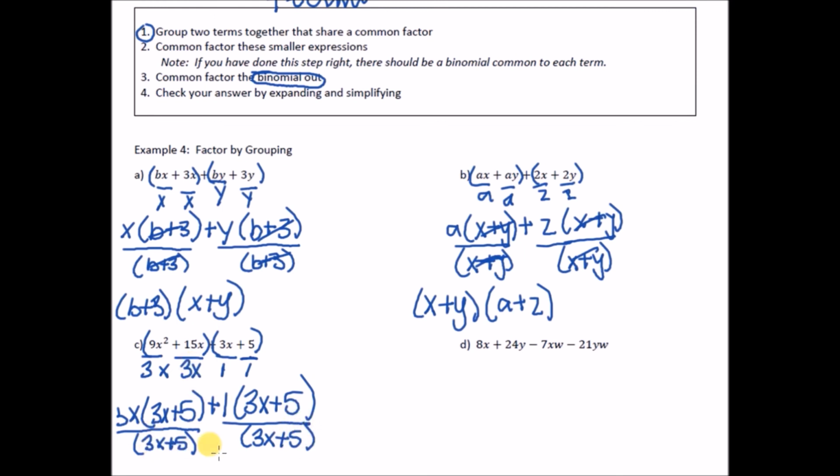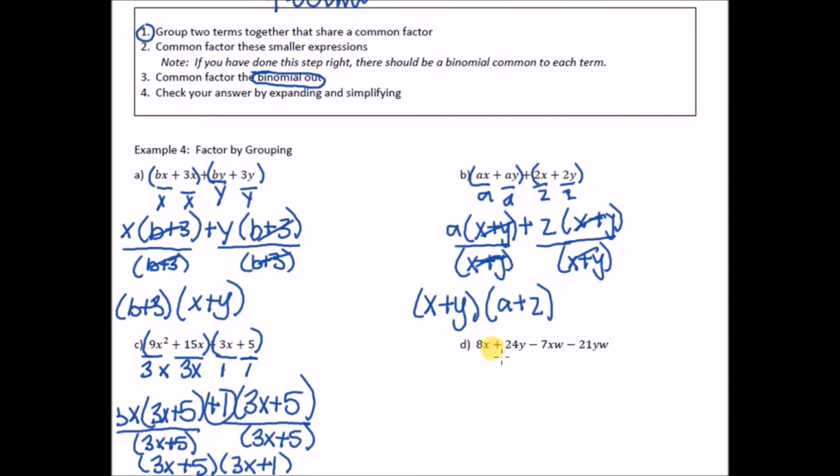So our factor is going to be 3x plus 5, and then bracket 3x, and then this plus 1 here. Those are our two factors.